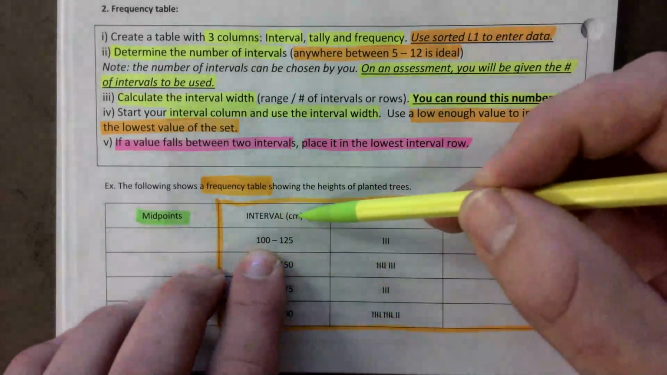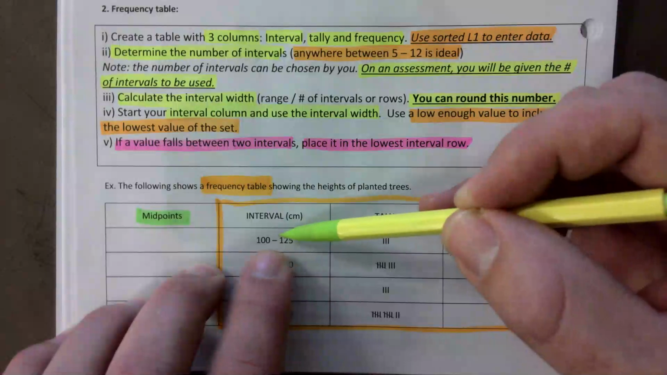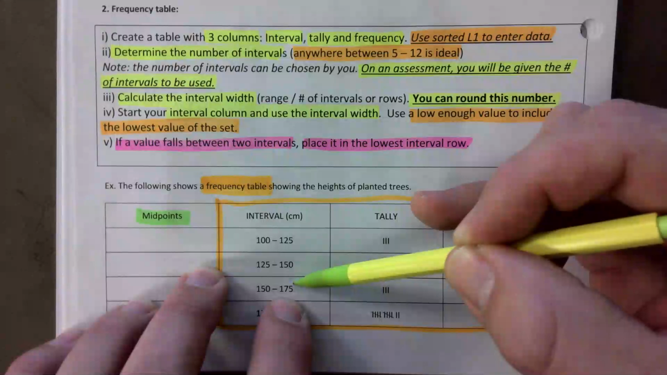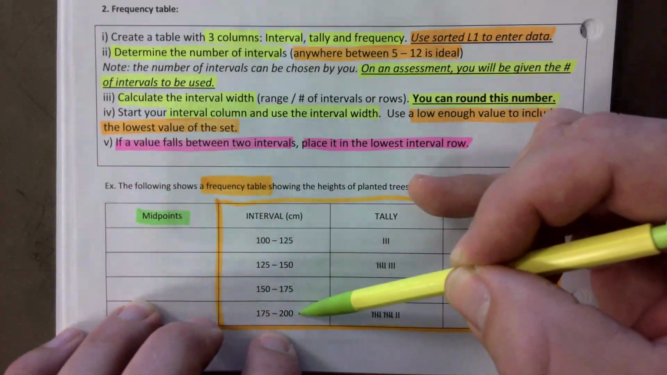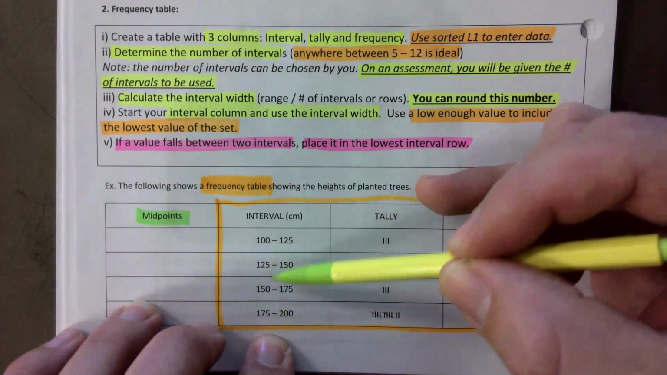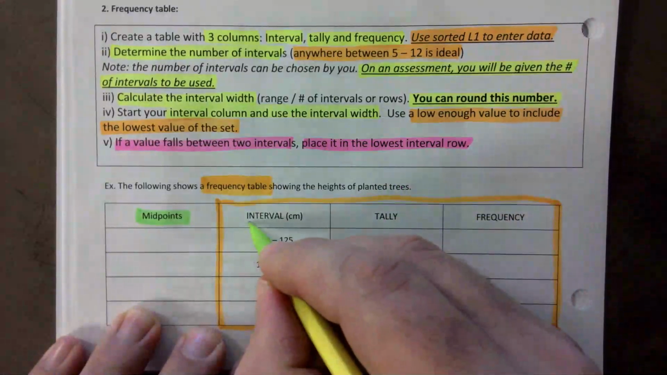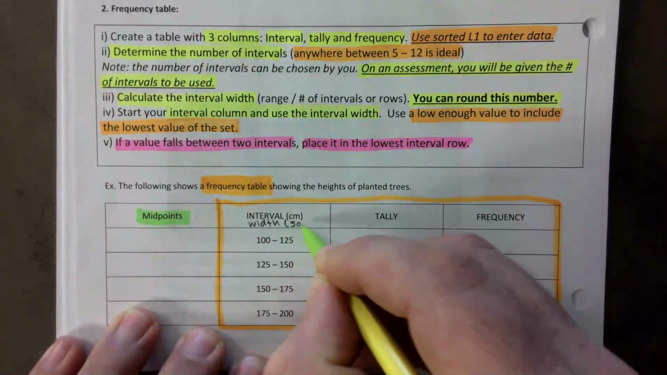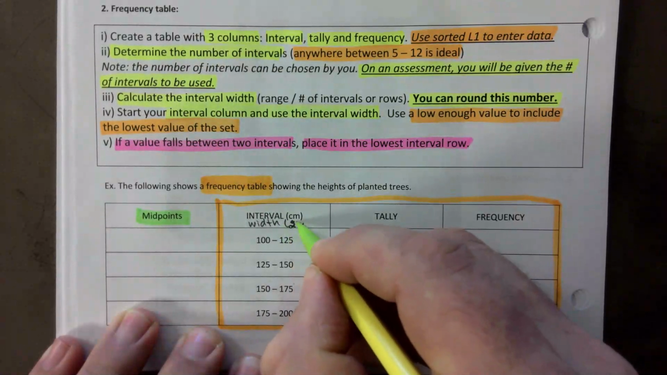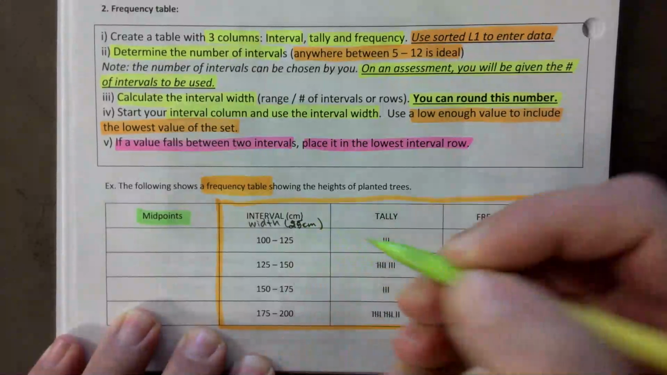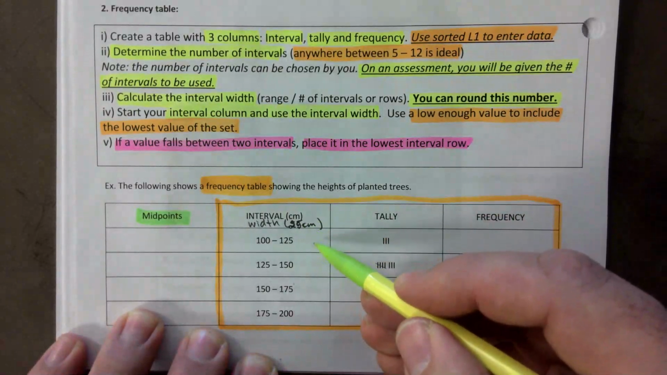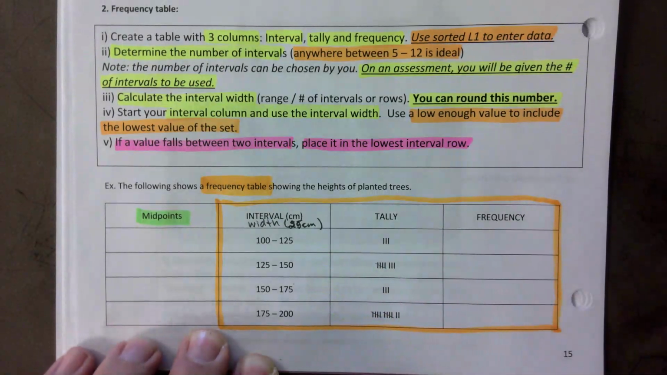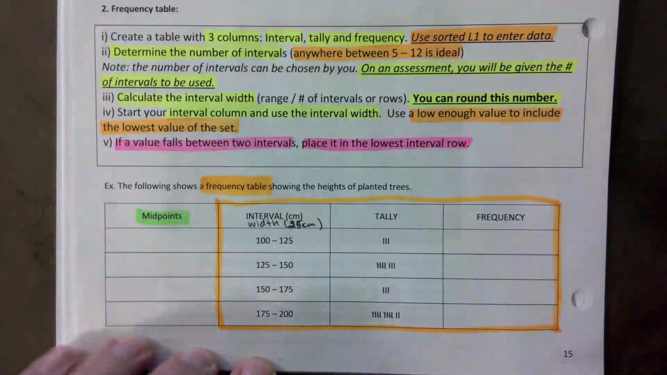And the interval is 100 to 125. What's the interval width if you look at this? How much am I going up by every time? I used a nice and easy number. You see that it's going up by 25? So you can actually say that the width is 25 centimeters. Sometimes it's easy to see, other times it's not as easy to see.